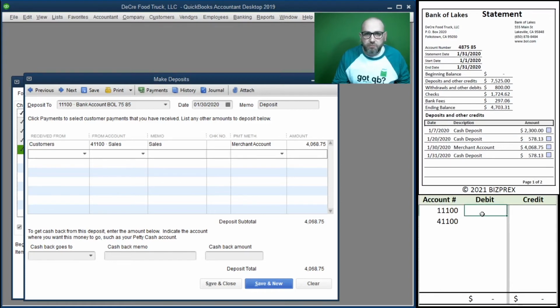All right, so our bank account went up, and our sales went up. So what we have here is the 41,100 account, our sales account is going up, and our bank account balance is going up because we put some money into it, right? Our merchant service provider deposited some money. So we're good to go for our next one. Let's go ahead and save and new.